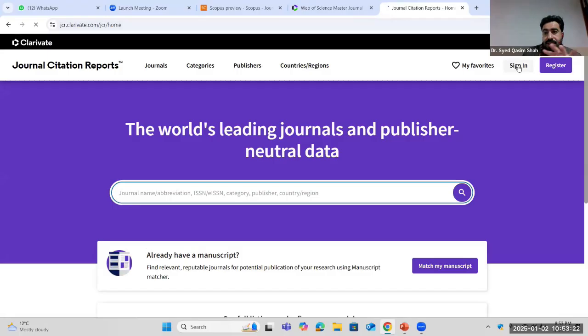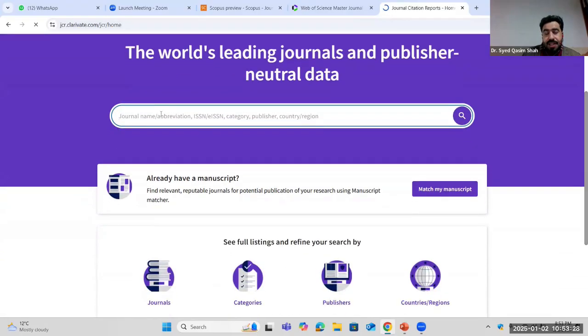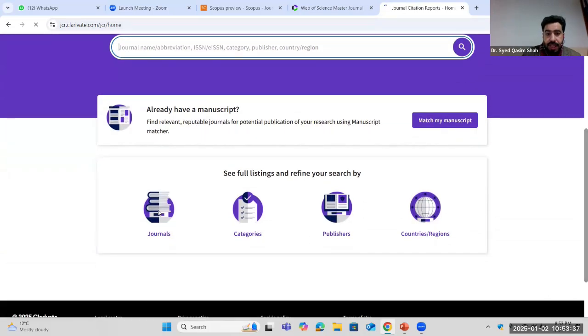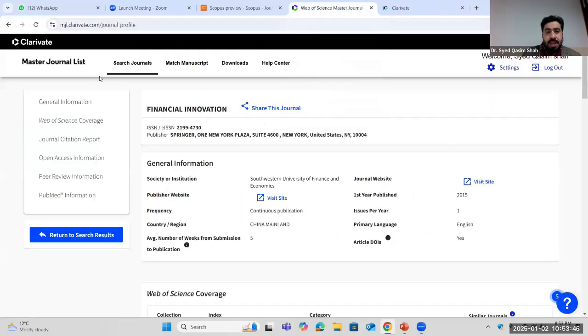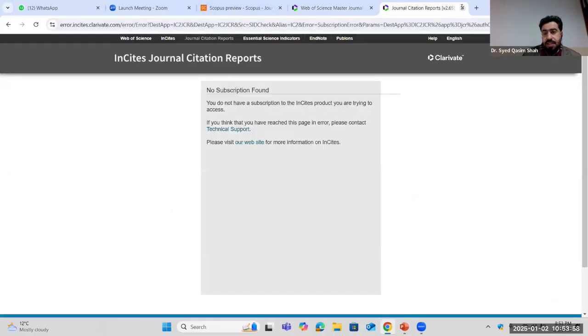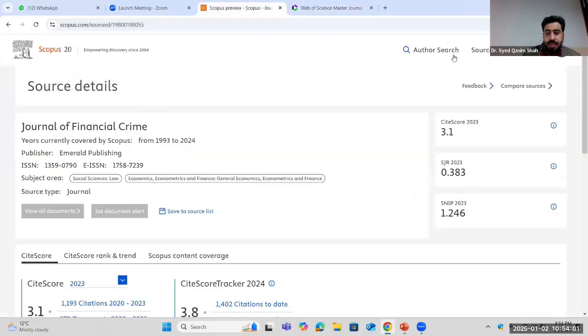We need to sign in and register. After that, if I write anything, it requires a certain subscription as well. If I write any journal name, you can even match your manuscript with journals which have been published, and all the other insights about the journal are available there. Even the impact factor and everything is there. So either you can use the Master Journal List, MJL, from Clarivate, or you can use Clarivate Insights. Since a subscription is not available here, in terms of Scopus, you can find all this information.